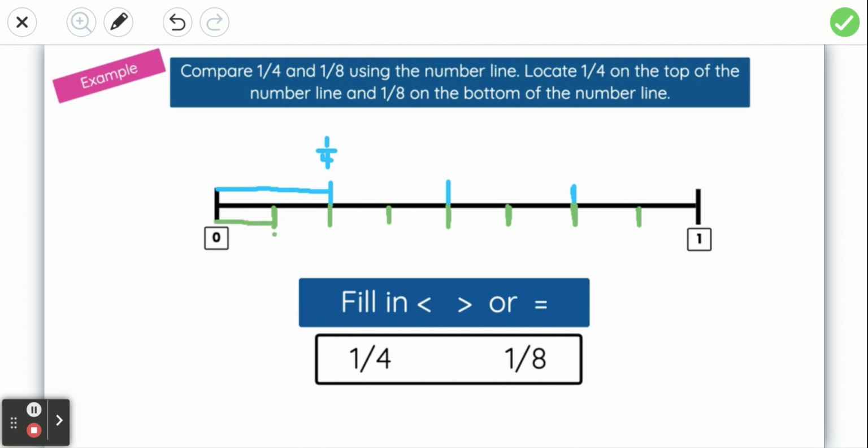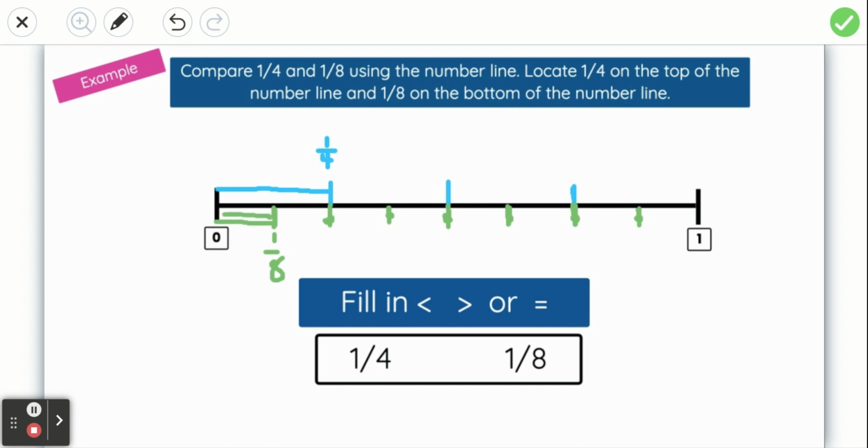From here to here, this shows 1/8, because this would be 2/8, which is equivalent to 1/4, 3/8, 4/8, which is equivalent to half, 5/8, 6/8 is equivalent to 3/4, and 7/8, and then of course 8/8 would equal 1 whole.